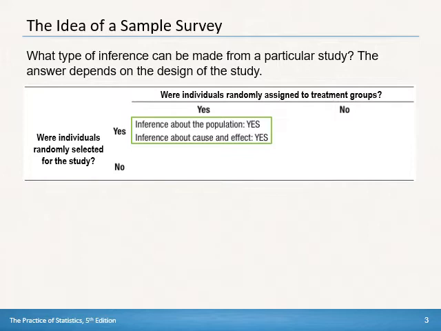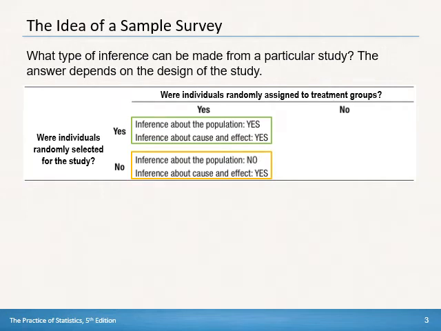Okay, and now inference back to the population, that's where the left-hand side comes in. If we randomly selected people from the population, then we can infer back to the population. So if we were able to randomly select and randomly assign them to treatment groups, then we can infer to the entire population and show a cause and effect.